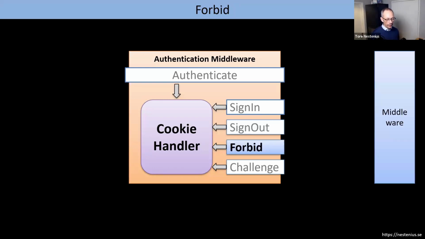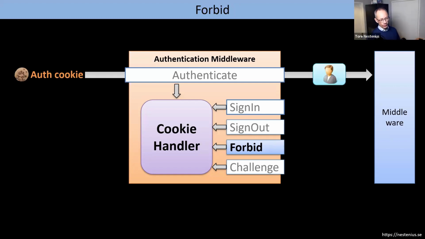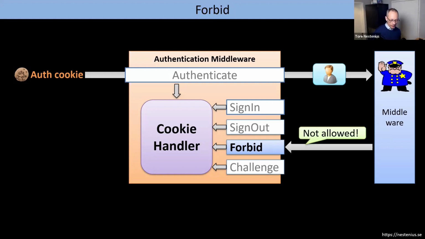You have a forbid, and that is all about, for example, if you make a request to your application, you are authenticated, but you're not allowed, you don't have the correct permissions, then your application, for example, can call the forbid operation, and that forbid operation will then, in most cases, do a redirect to your access denied page.